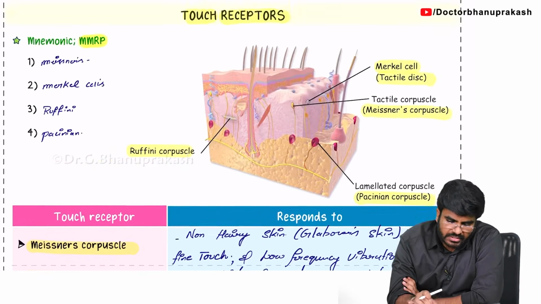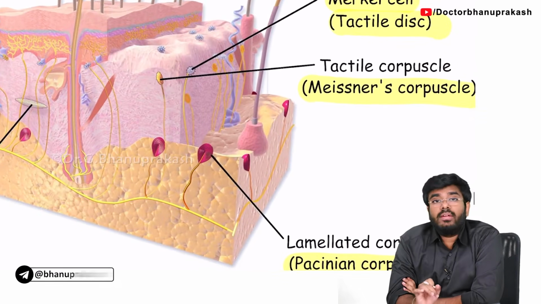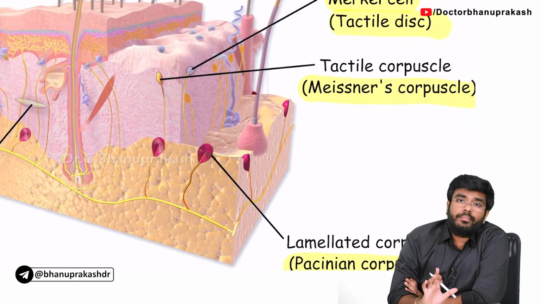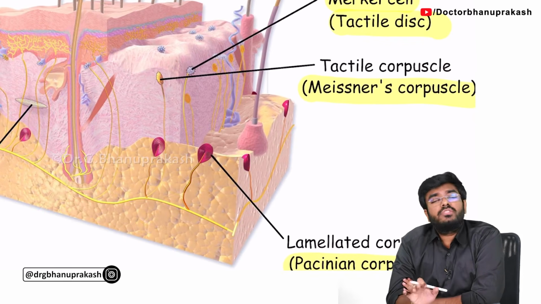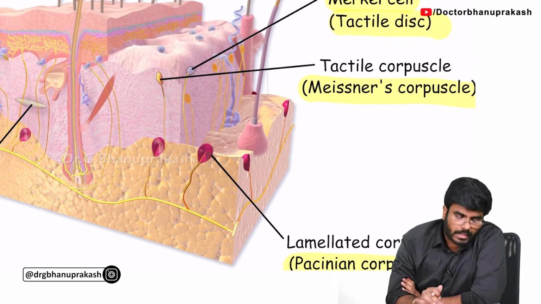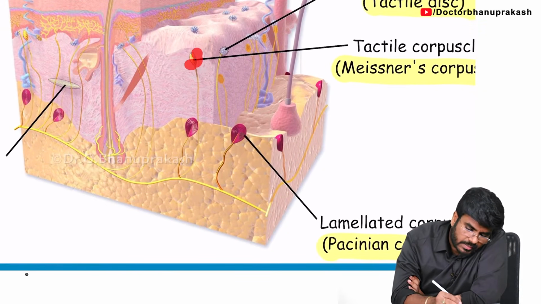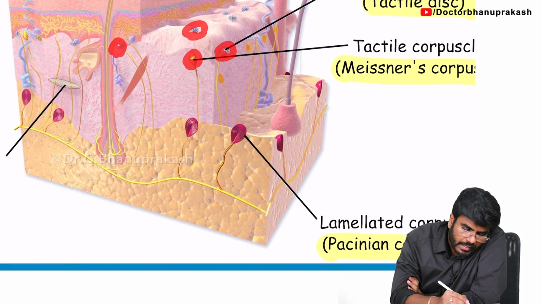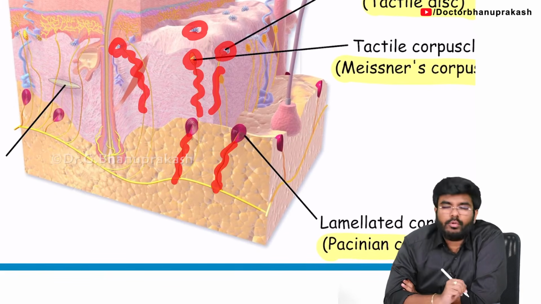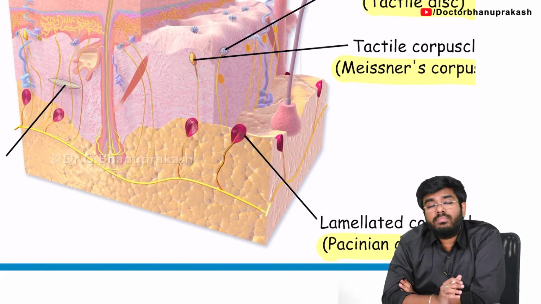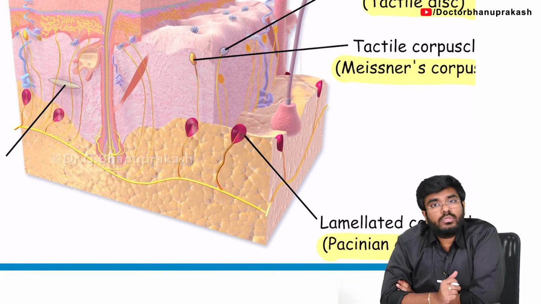Now, what else they will ask you is, every receptor, I have told you, is attached with a first order neuron. Okay, that's our basics. Every receptor has to attach with the first order neuron, and the first order neuron has to take the information to the dorsal horn of the spinal cord. You can appreciate here, every receptor in your body is attached with a first order neuron, taking the information to the dorsal horn of the spinal cord.